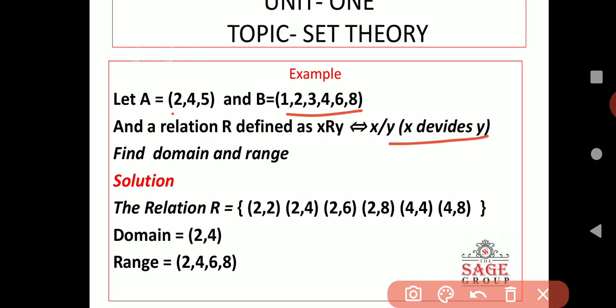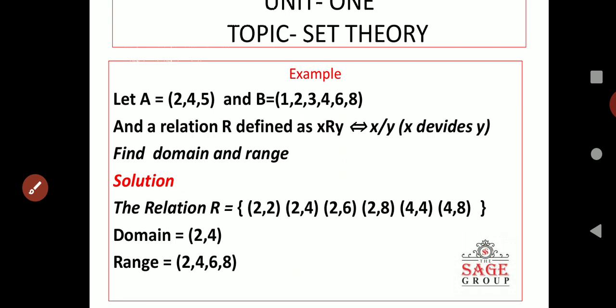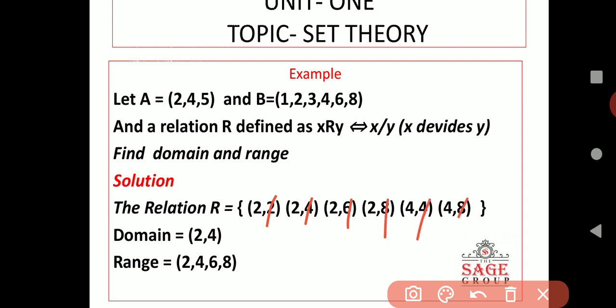So the ordered pairs we get are (2, 2), because the relation holds, since 2 divides 2. So (2, 2), (2, 4), (2, 6), (2, 8), (4, 4) and (4, 8). The domain means the first components of all the ordered pairs, that is 2 and 4, so the domain is {2, 4}. And the range is the second components: 2, 4, 6, 8, 4, 8, where 4 and 8 are repeated values. So the range is {2, 4, 6, 8}.